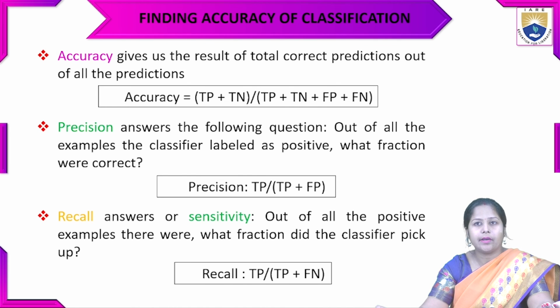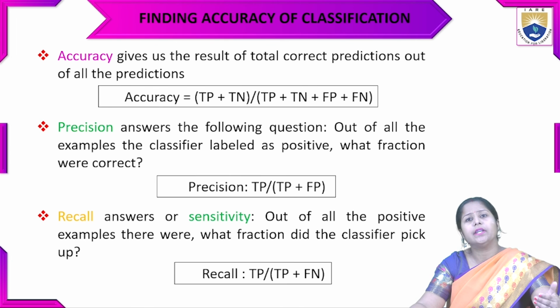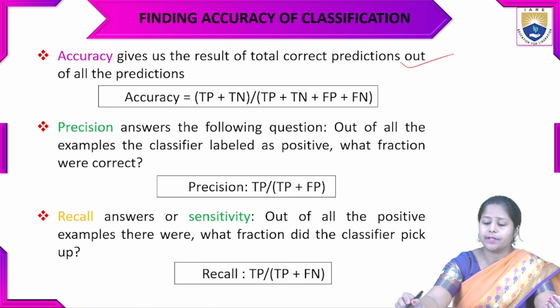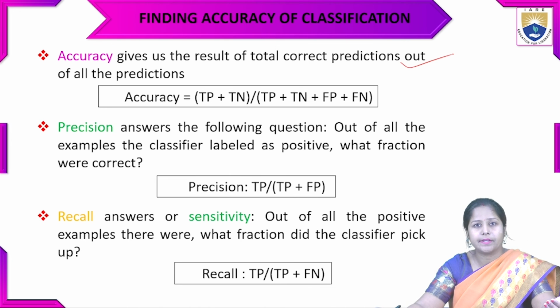Now, finding the accuracy of the classification. After the model predicts some results, we also have the results from the actual classes. So we have to compare and find out the accuracy of the model, whether the model is giving the actual result or not, from the actual class. So accuracy gives the total correct predictions out of all the predictions.